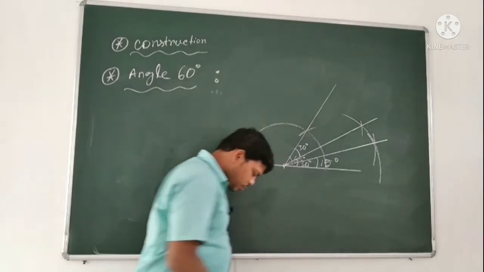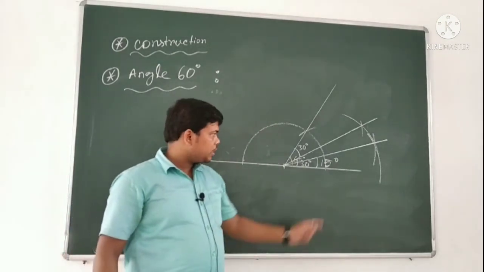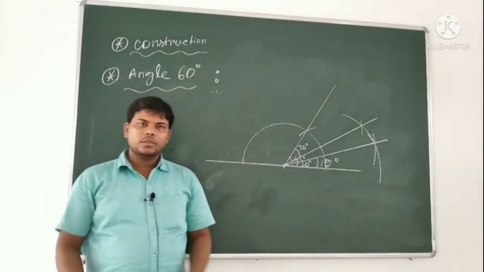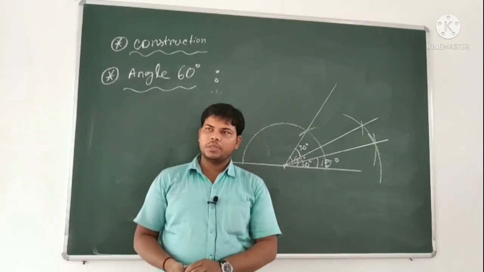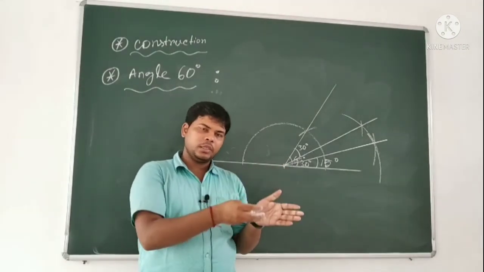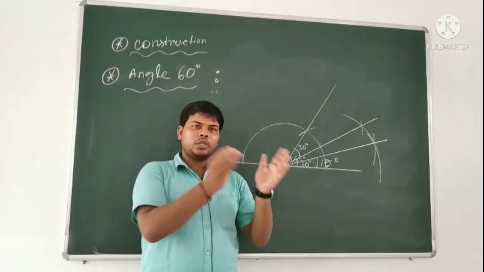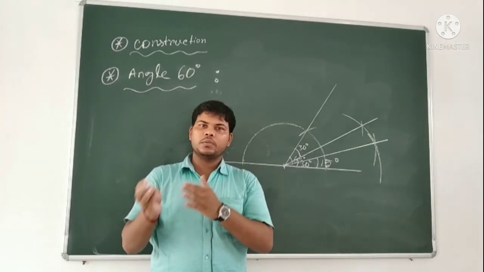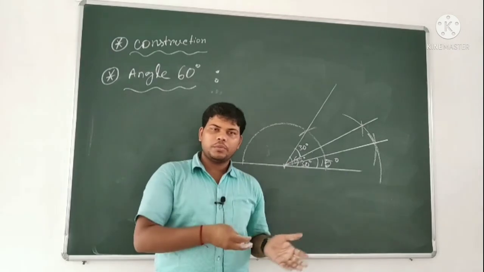Similarly, if we bisect this 15-degree angle again, then we can find 7.5-degree. So in this way we can easily find 90-degree, 60-degree, 45-degree, 30-degree, 15-degree, 22.5-degree, and 7.5-degree.